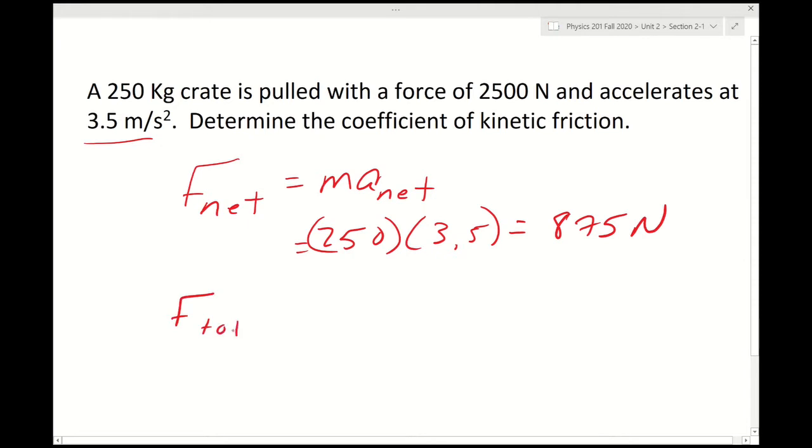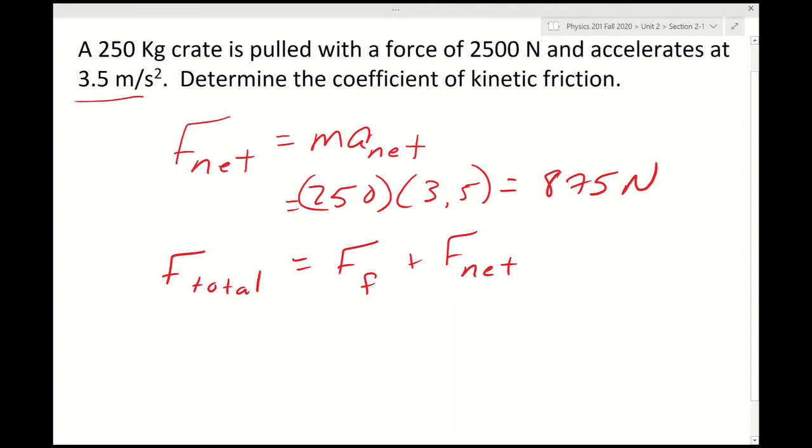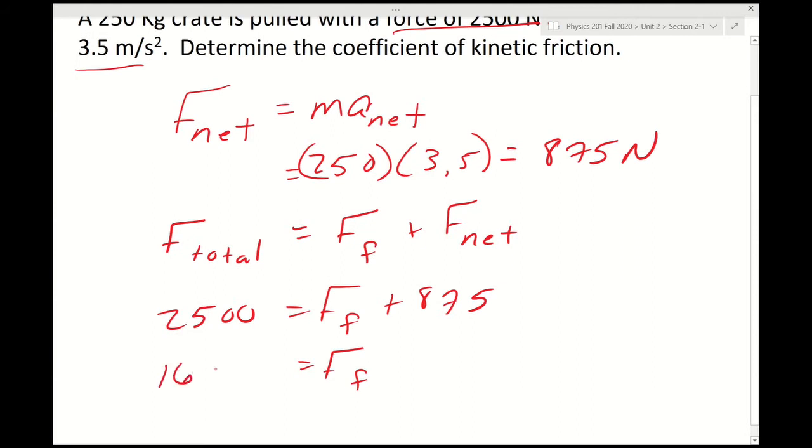The total force is the force of friction plus the net force. Total force we know is 2,500 newtons. We do not know what the force of friction is, but we know the net force is 875. So that gives us a force of friction of 1,625 newtons.